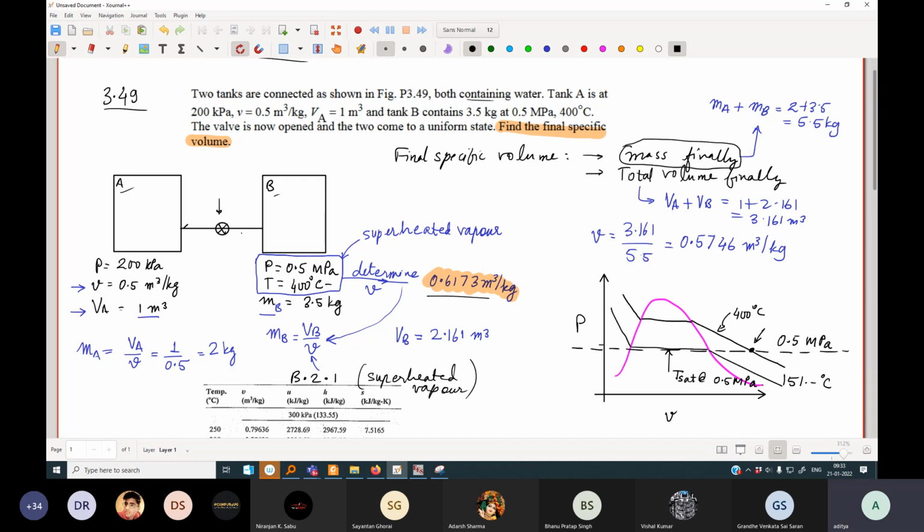And also, if you neglect the volume of the pipeline, you have to simply neglect this pipeline volume. So the total volume will be just comprised of volume of A plus volume of B. After opening the valve, whatever mass is there, it will get redistributed. It will not literally change the total amount. So in this case, we've done it implicitly, but this is the control system.